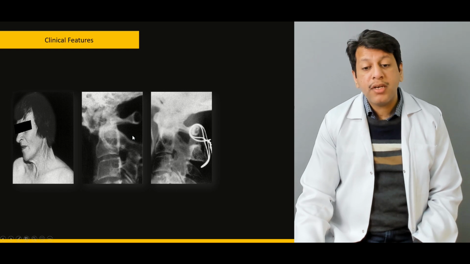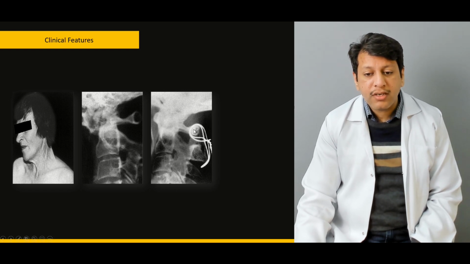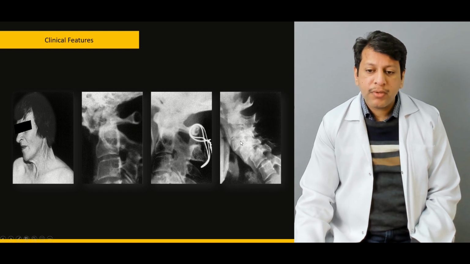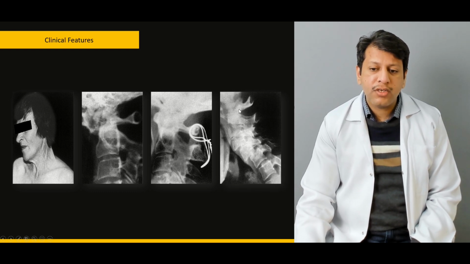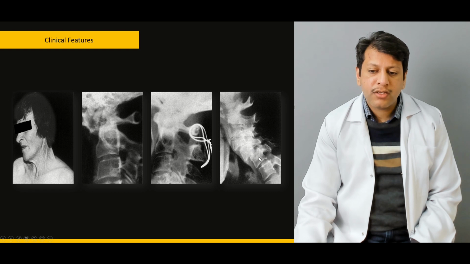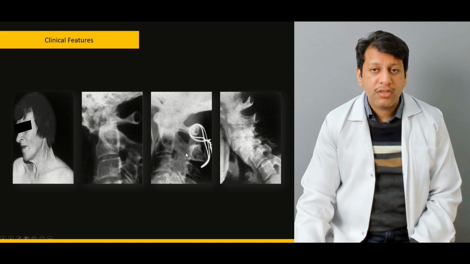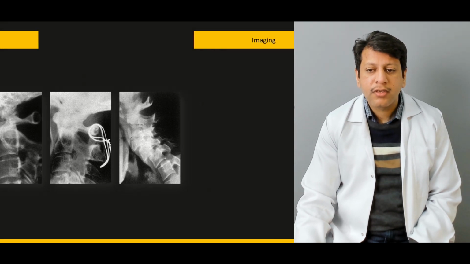It may need fixation. For example, if you see it, wires have been placed just to hold the C1 as compared to the C2. Now this is another formation. If you see it over here, C1, C2 may be okay, but there is definitely subaxial subluxation. Can you appreciate the C4 has been forwardly translated as compared to C5, and C5 is further translated as compared to C6. This is an example of subaxial subluxation in cervical spondylitis as well.